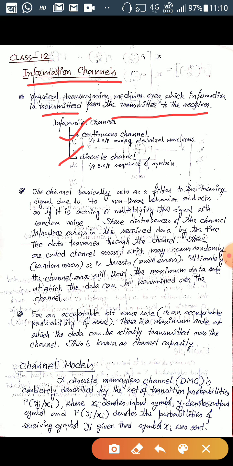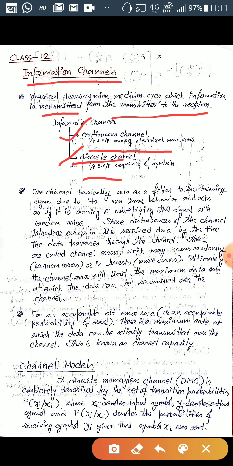For the continuous channel, input and output are in the form of an analog electrical waveform. That means a continuous input signal comes out at the output side as well. But for the discrete channel, input and output are in the form of a sequence. That means a discrete pattern of signal is used in the transmission section, and at the receiver section we get the discrete signal. So this is the discrete channel.